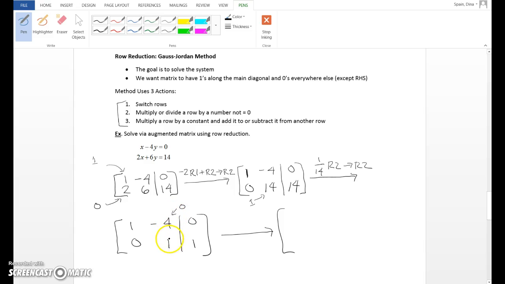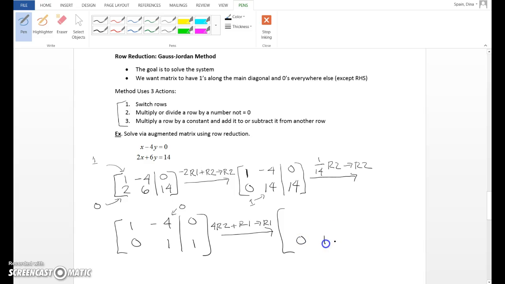To get those zeros, again, once you get that 1 along the main diagonal, you're going to use that 1 to zero everything else out, above and below it. So what I need to do is take 4 times row 2 this time. That's where my 1 is. If I take 4 times that and then add it to row 1, that's going to replace my row 1, and then I'll be done.